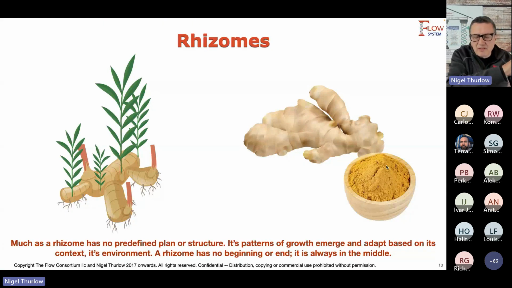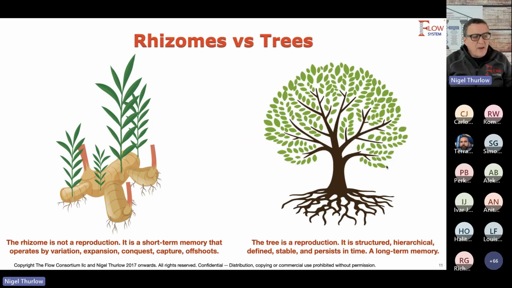So the easiest sort of example of this is a rhizome. So ginger is what's called a rhizome. It's no predefined plan or structure. Its patterns of growth emerge and adapt based on its context, its environment. A rhizome has no beginning or end. It's always in the middle. So that's the sort of theory behind assemblages theory. There's no predefined method, approach, or structure, no predefined framework. Unlike a tree, which is a reproduction, you plant one tree, you get another tree, they all sort of look the same, roots, trunks, branches, leaves, etc.